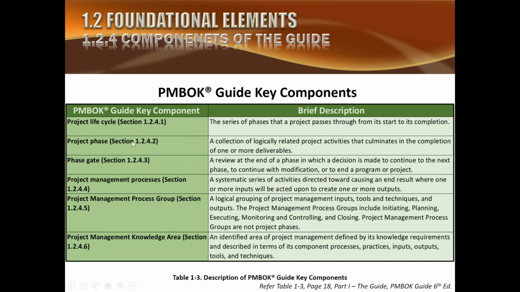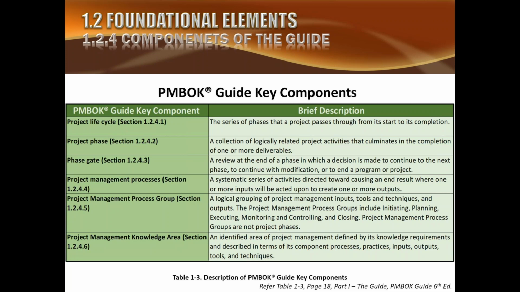Once a phase is completed, once all the work on the phase has been done, there comes the phase gate. Phase gate is a review at the end of a phase in which a decision is made to continue to the next phase, to continue with modification, or to end a program or project. So phase gate is a doorway from one phase to another. Once we have completed one phase, you have to get an approval of this phase. This is a decision point.